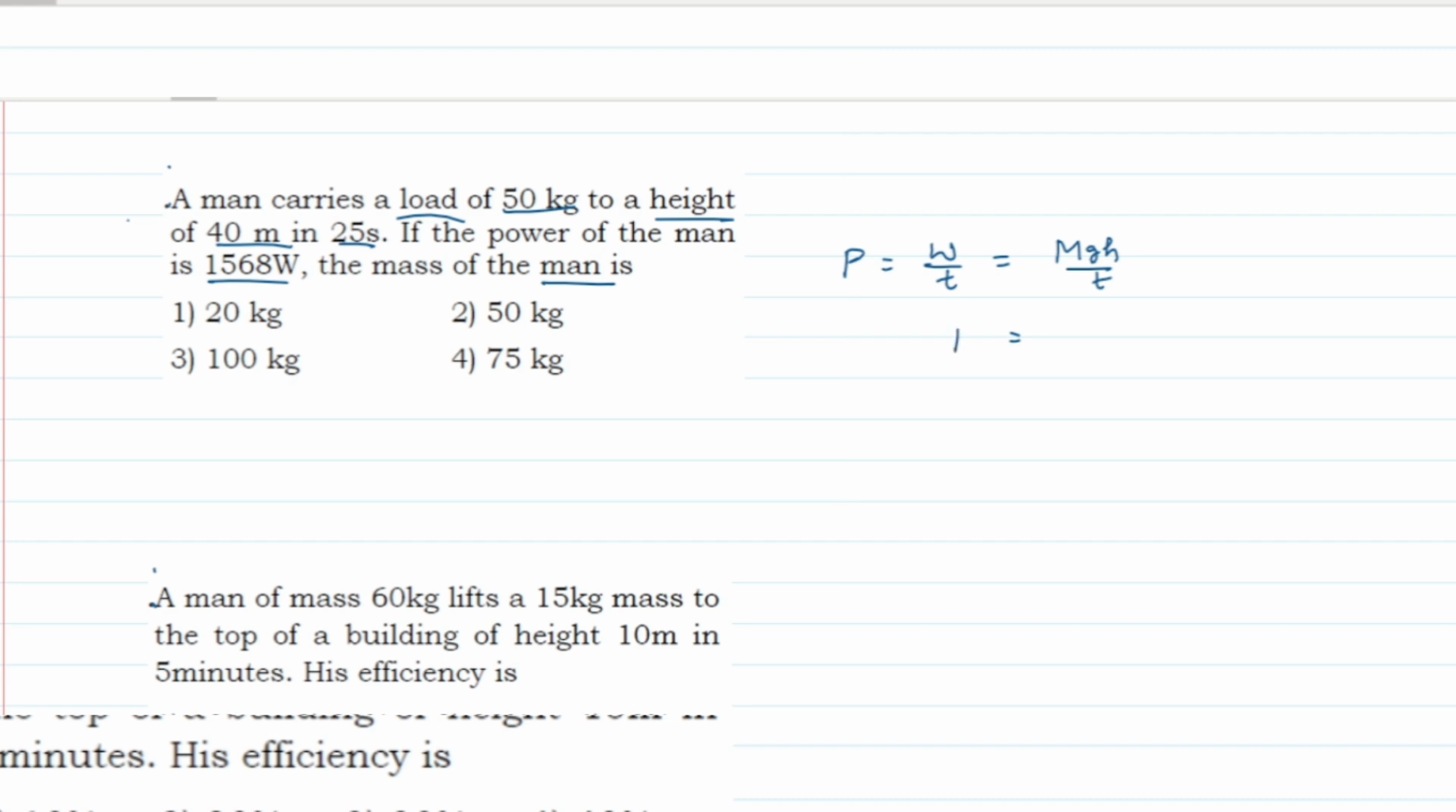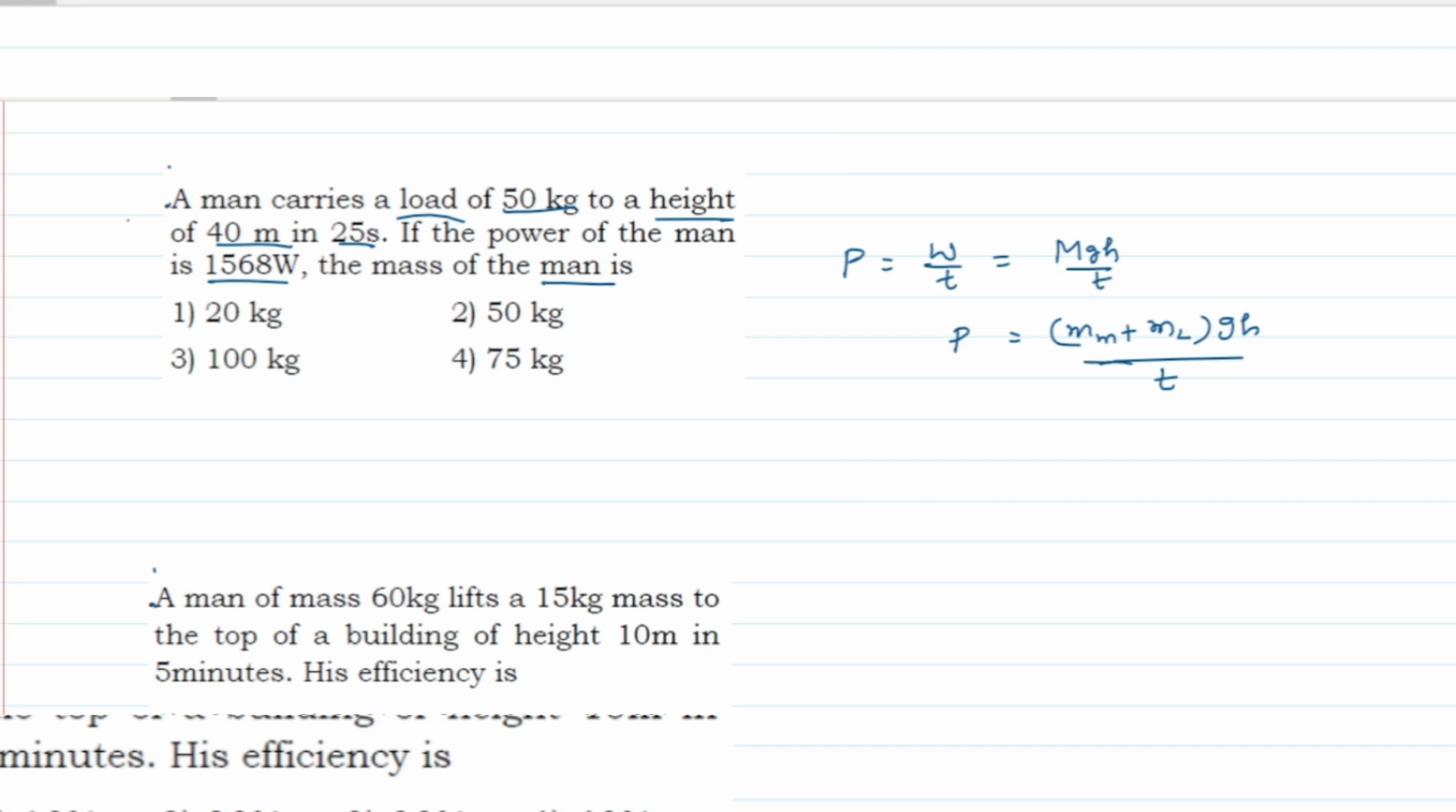Mass here means, along with the person, he is also carrying the load, and they are asking the mass of the man. Capital M represents the mass of the man, plus the mass of the load, into g into h by t. Along with the person's mass, a load is also being carried, so we need to consider both the masses.